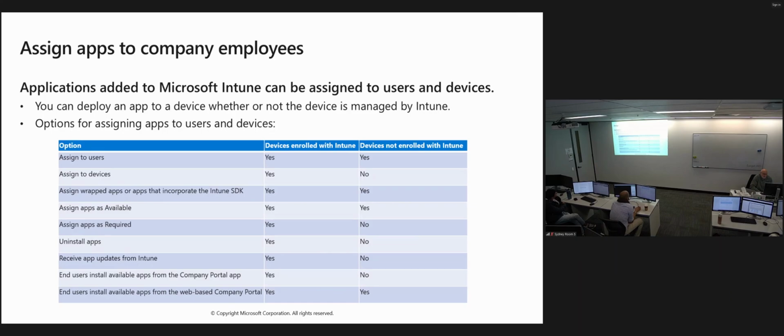A device not enrolled with Intune. So what is the meaning of this here? Well, we're assigning an app as available. It's available to users or available to devices. Okay, so that's why there's a yes over there and a yes over here.